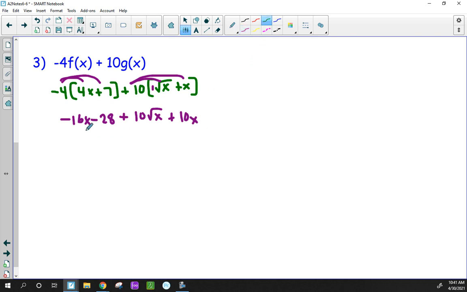Alright, next move, you're going to look for like terms. And I've got a -16x and a positive 10x that need to be combined. -16 plus 10 is -6. Drop my variable down. I have a radical term in this answer. Comes down. And then I have a constant of -28. And so that would be the answer to this particular question. It was an addition problem, but it also had multiplication involved.